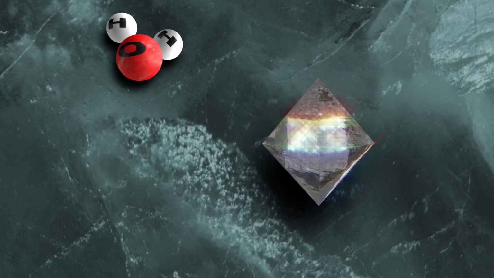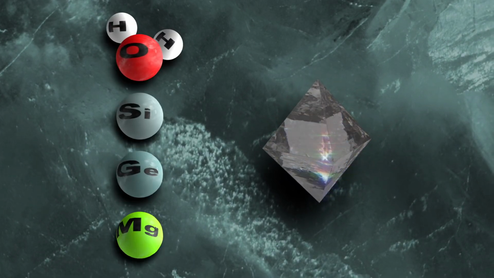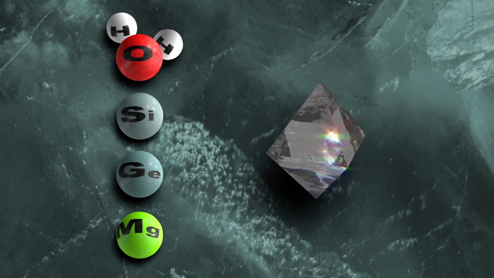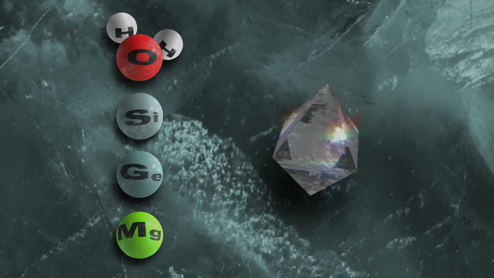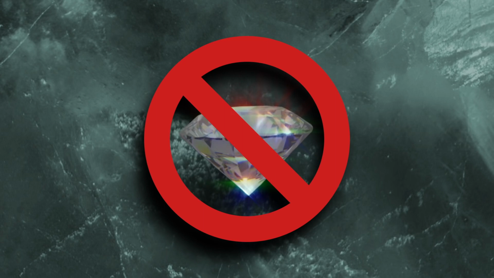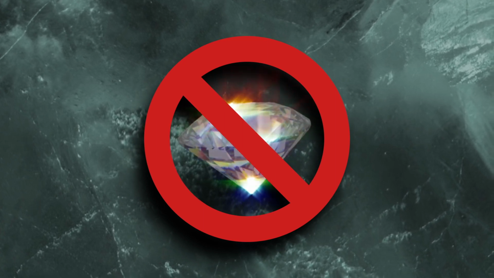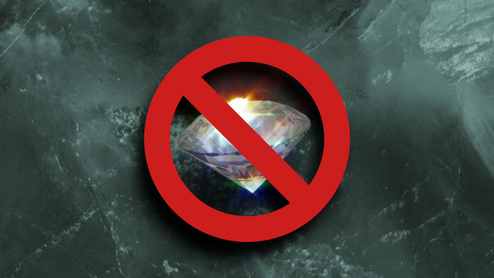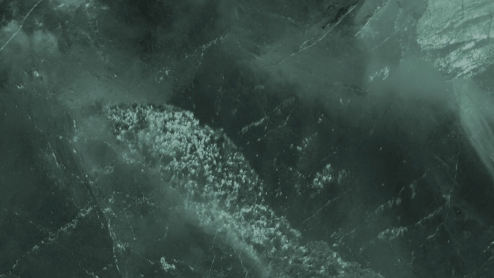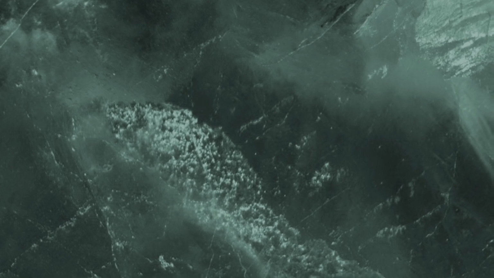Trace amounts of water, silicon, germanium, or magnesium might also influence a diamond's shape. And diamonds never naturally grow into the shapes found in jewelry. Those diamonds have been cut to showcase sparkle and clarity. Environmental conditions can also influence whether crystals form at all.